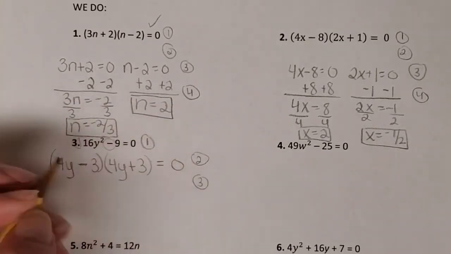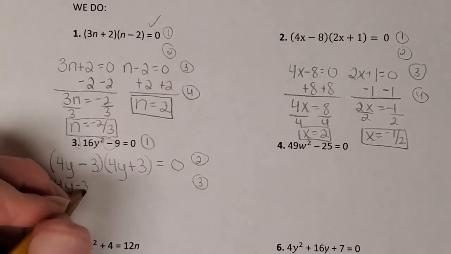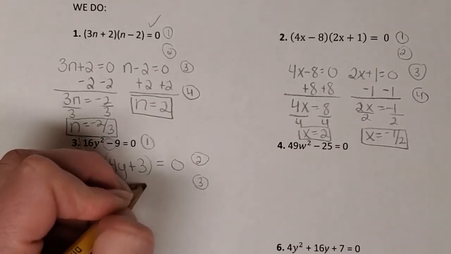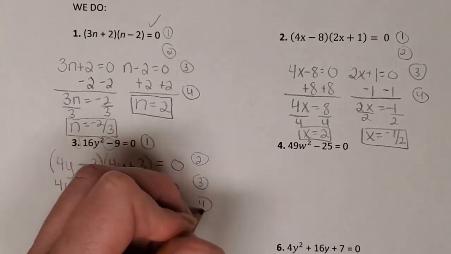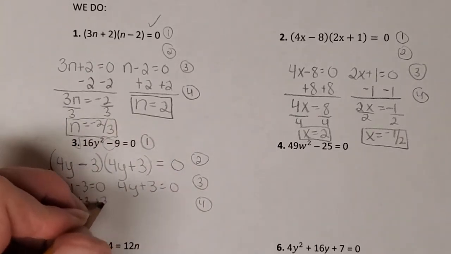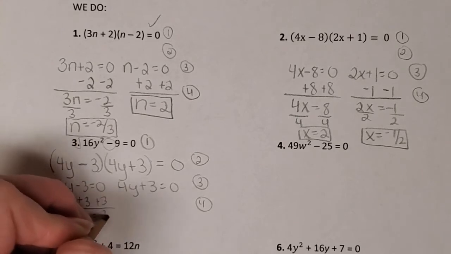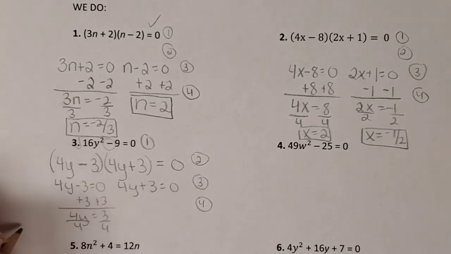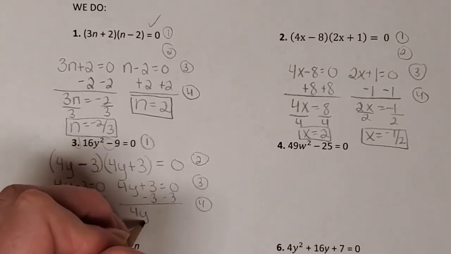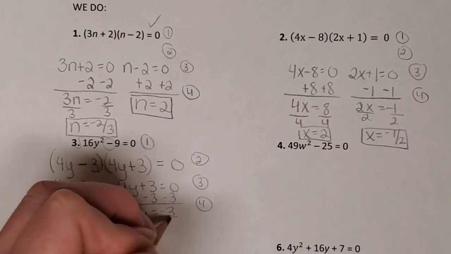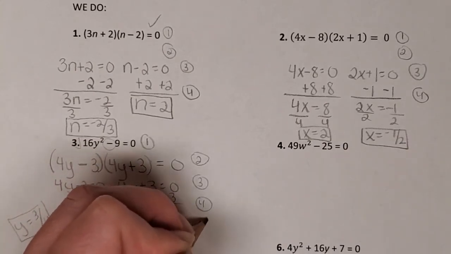Step 3, we're going to take our factors and set them equal to 0. And we're going to solve for step 4. So we're going to add 3 here. 4y equals 3, divide by 4, and y is 3/4. And then we're going to subtract 3 here. 4y equals negative 3, divide by 4, y equals negative 3/4.